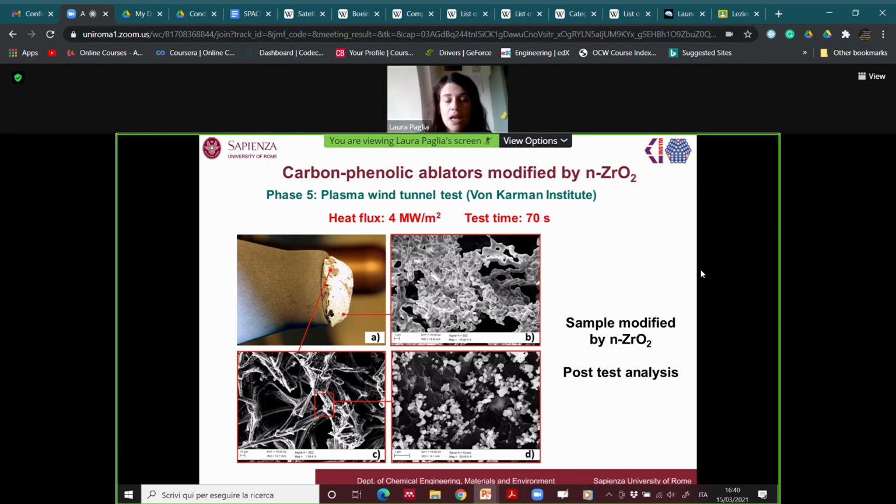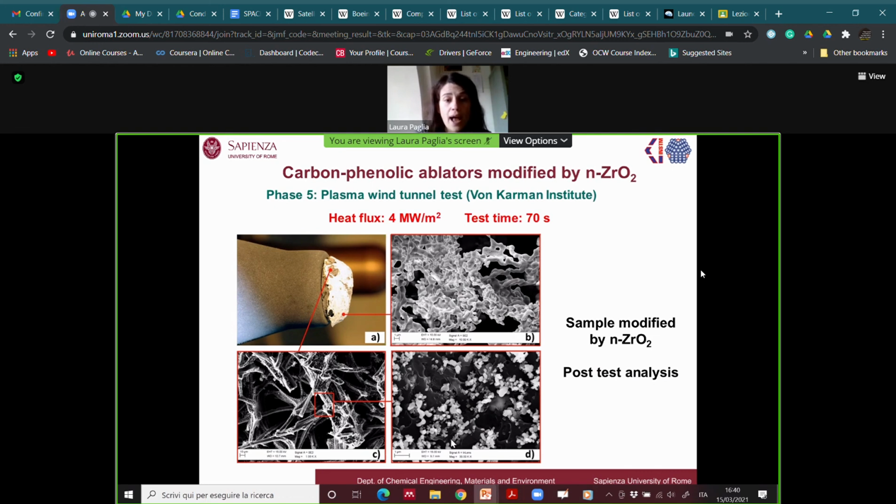Okay, these are some micrographs obtained at the end of the test. Okay, this is a micrograph of the external part of the material in which we have a high concentration of zirconia. And we can observe from the microstructure that we have a coalescence of the nanoparticles.